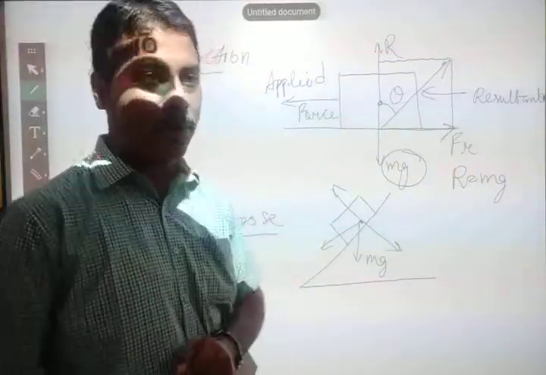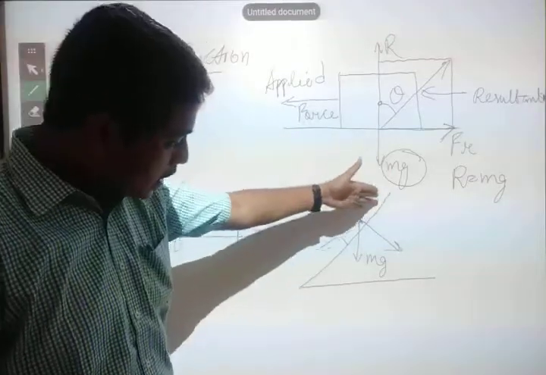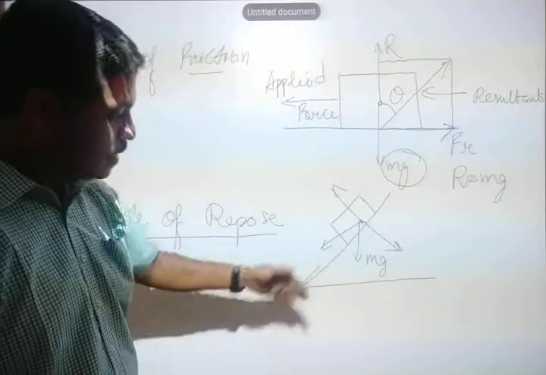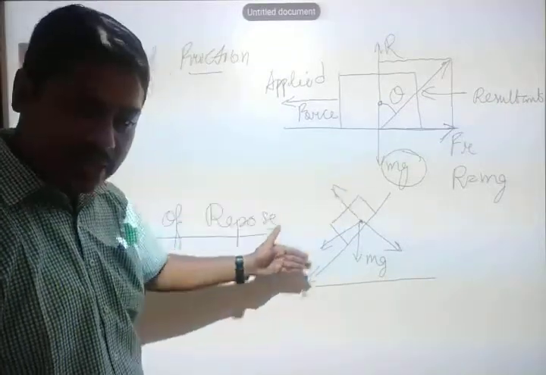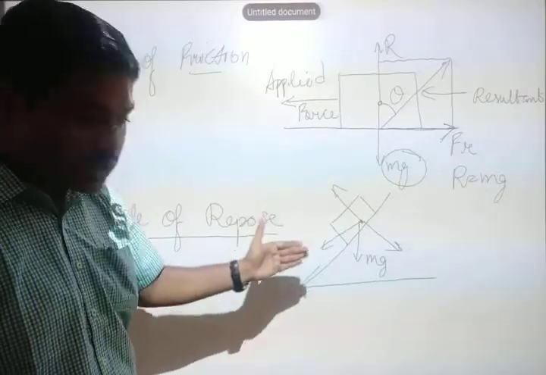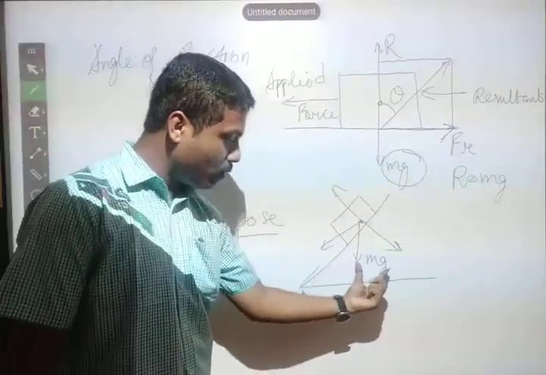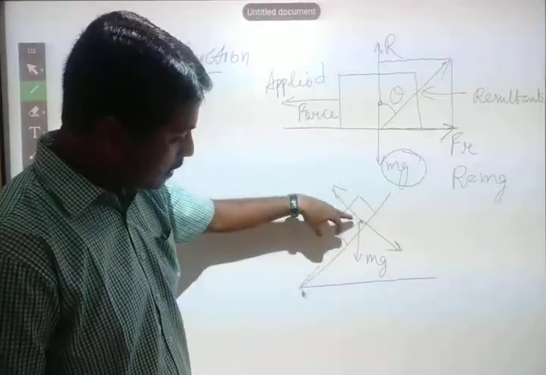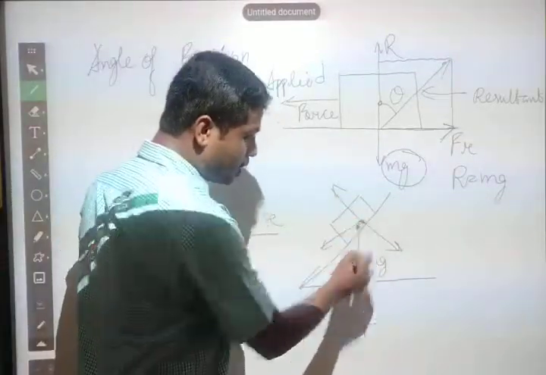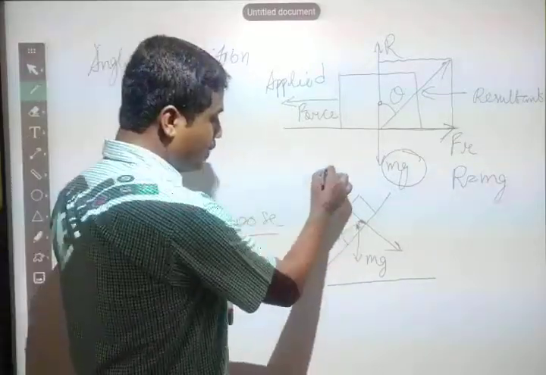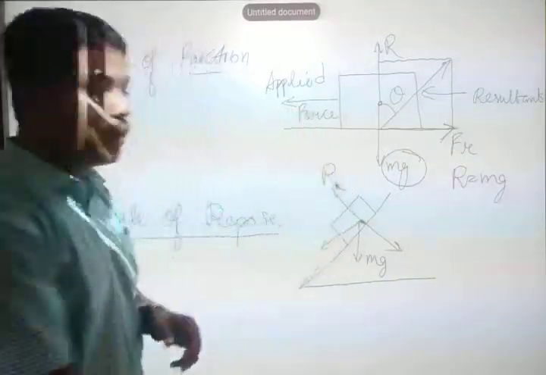Next we have the angle of repose. What is the angle of repose? Suppose I consider an inclined plane. When an object slides down the surface, the forces acting here are, first, your weight mg, which is always downwards, and this is its reaction force.